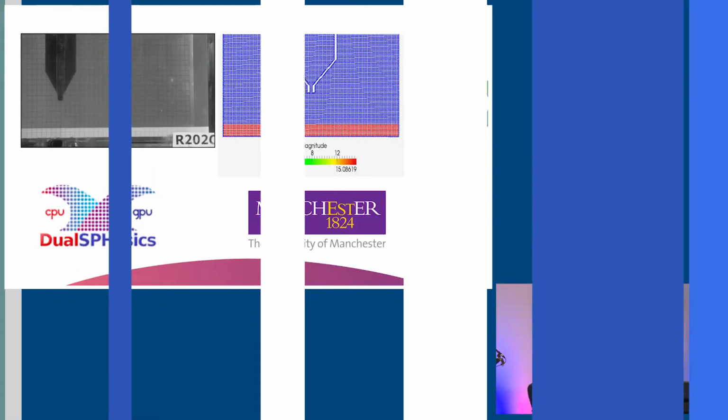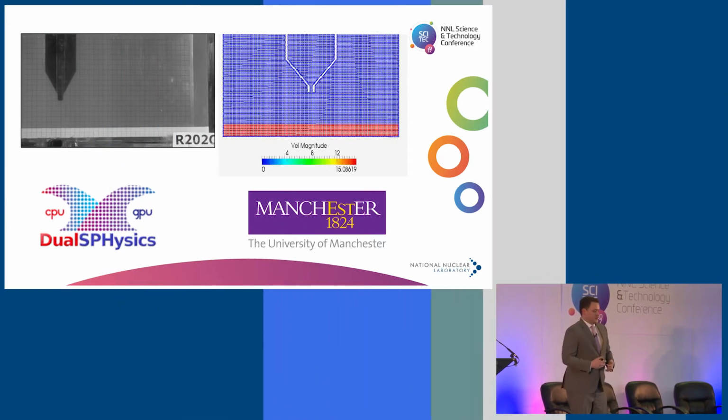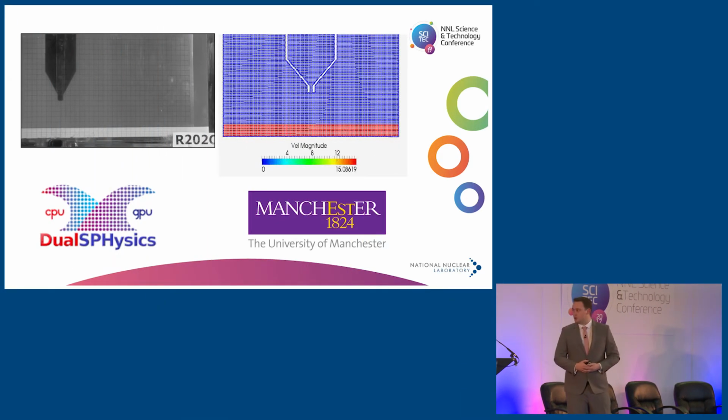So these pulse jet mixers are used across the nuclear sector. They're very reliable, and their purpose is to agitate sludge and stop it from forming hotspots. So on the right side, this is a model. It's using a technique called smooth particle hydrodynamics.